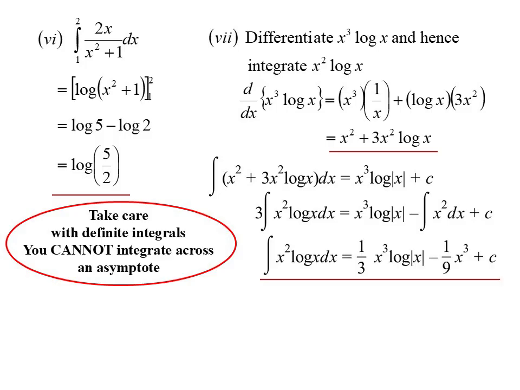So I'll end up with 1/3 of x cubed log x. And when I integrate x squared, I get 1/3 x cubed. Divide that by the 3, I now have 1/9 x cubed.